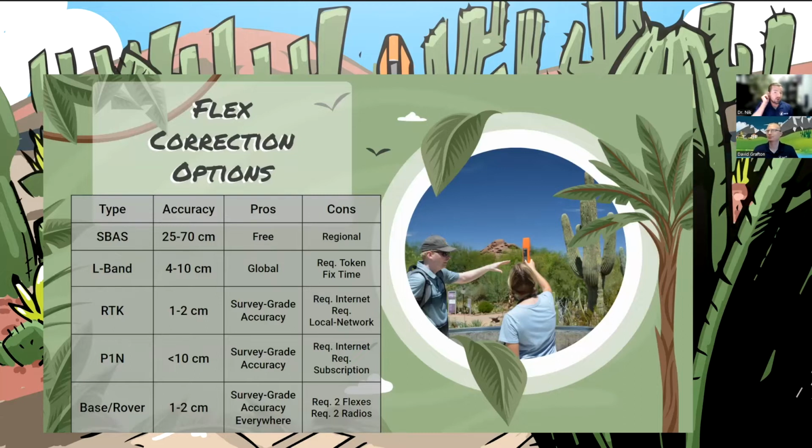Last but not least, our newest addition to the Flex contingency here is our base rover option, in which you could use 2 Flex units in tandem with a UHF radio solution to get survey grade accuracy anywhere in the world. This is a great option if you are out in the bush, you're in the sticks, you don't have access to the internet, maybe you're in a developing country, somewhere in Africa or maybe South America, right? And you just don't have access to some of the systems that we have here, say North America or Europe. The point here is the Bad Elf Flex has a lot of options to get you the accuracy you need.